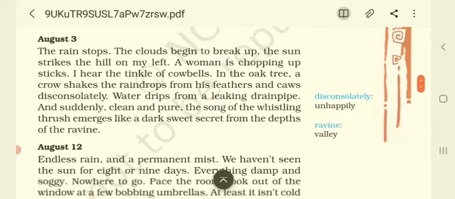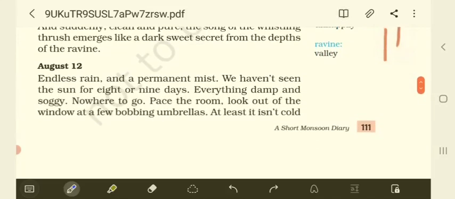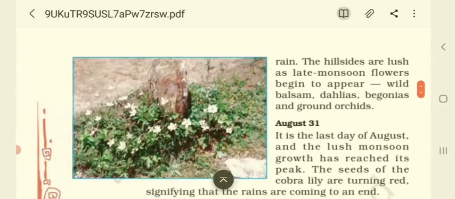Now after about 9 days, let's find out what happens. Endless rain and a permanent mist. By August 12th, the rain does not seem to stop, and the misty weather is the new permanent, according to him. We haven't seen the sun for 8 or 9 days. Everything is damp, everything is wet and soggy. Soggy is another adjective used to describe whatever is wet. No way to go. Pace the room, look out the window at a few bobbing umbrellas. At least it isn't cold rain.